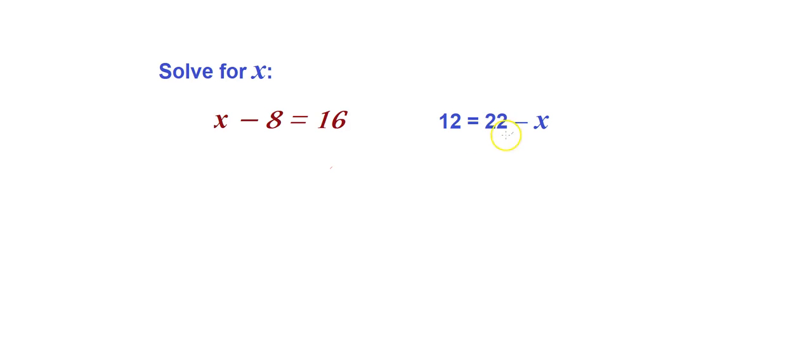Solve for x. So we have two problems here. X minus 8 equals 16, and the other problem is 12 equals 22 minus x. So again, what we want to do with each of these problems is end all our working with the variable, which is x, equaling whatever value we end up with. That could be positive, could be negative, could be decimal, whatever. Okay, so let's try and get to that point.